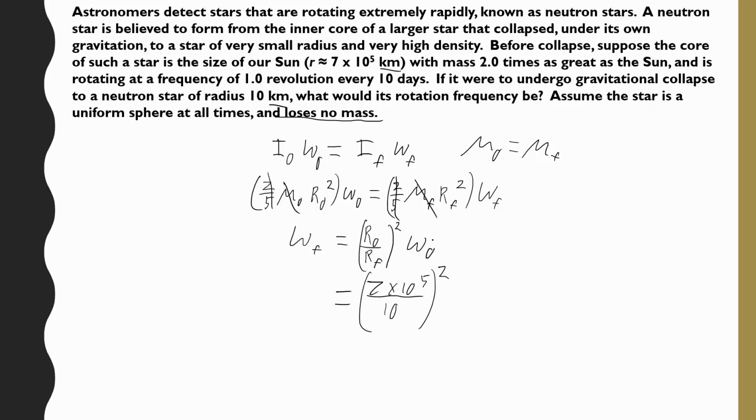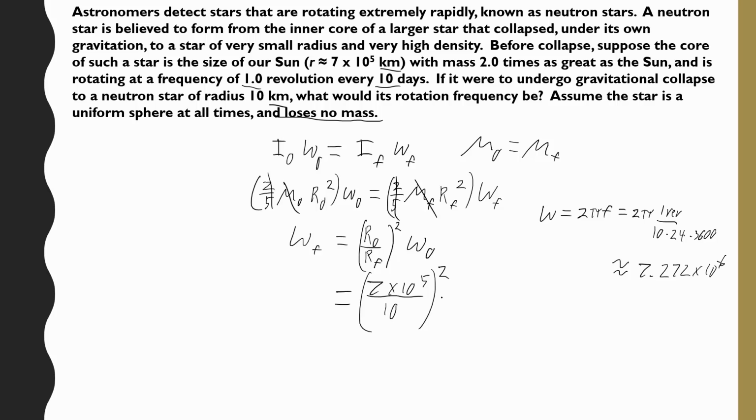So that is squared. Now, we're not given our initial angular velocity in terms of radians per second. We're told that it spins around once every 10 days. So we can find that by doing 2 pi times the frequency. So the frequency is 1 revolution in 10 days, and then we can just multiply by 24 and by 3600 to get that to seconds. This thing works out to be 7.272 times 10 to the negative 6th.